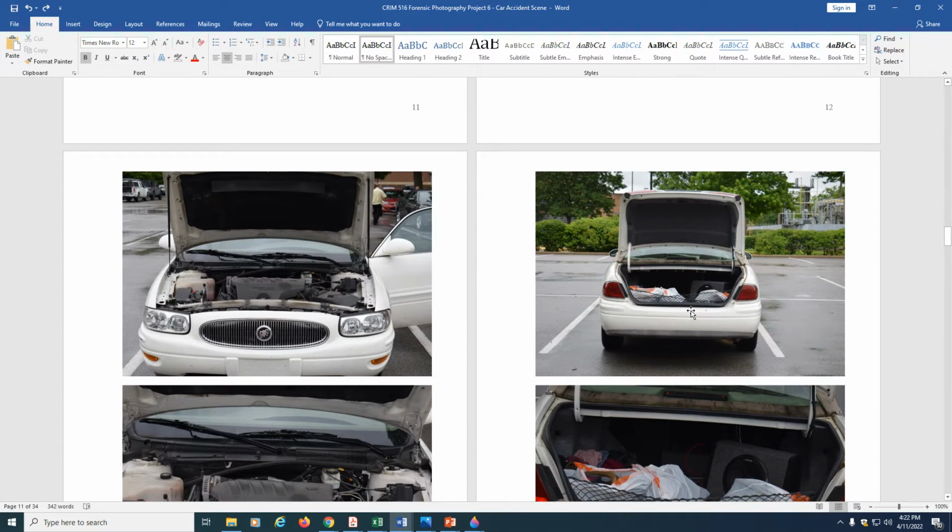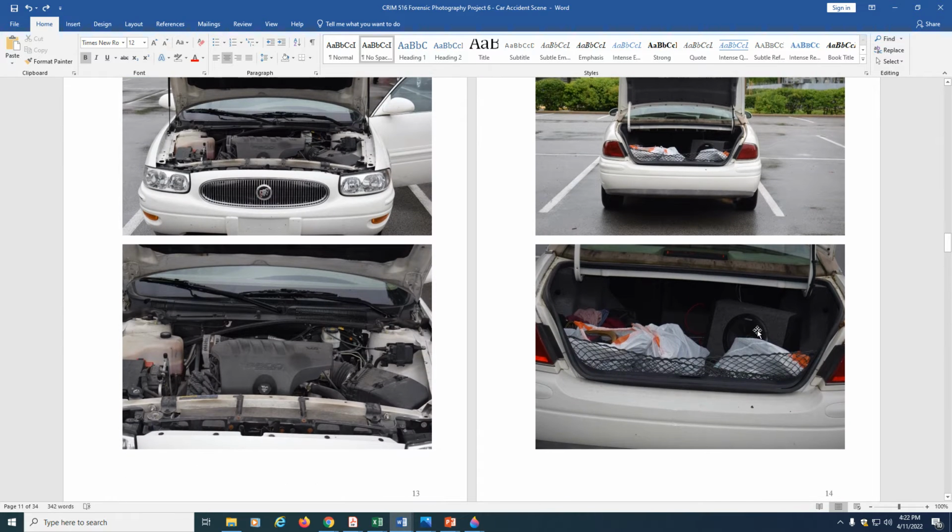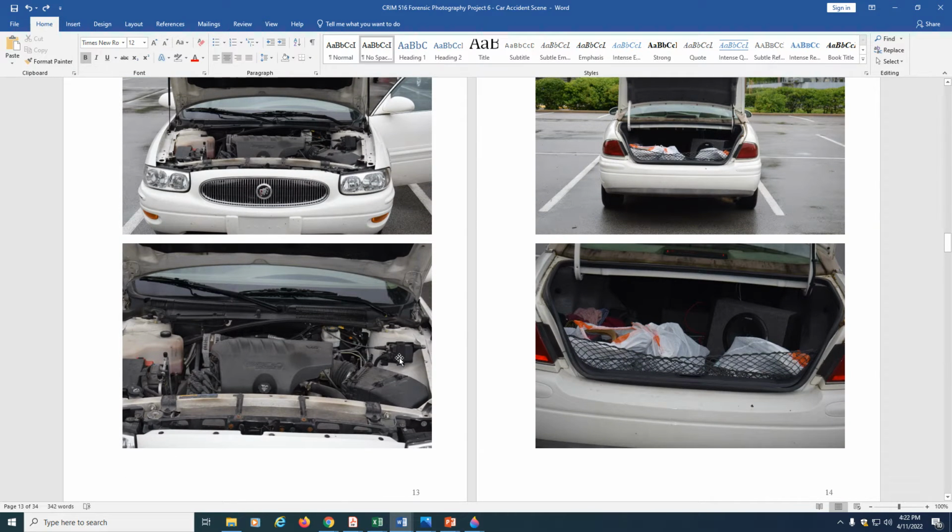Same thing here. We may not have much of interest in here as far as items that would be in the trunk that could have contributed to the accident or any other evidence that may be in there, right? But once again, showing the entire vehicle and showing where things would be. Okay, so we've got that, and then once again, just like we did over here for the engine compartment, do the same thing for the trunk.